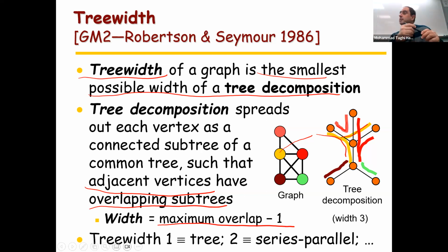In particular, treewidth 1 graphs are trees. Treewidth 2 graphs are series parallel graphs that I have mentioned.